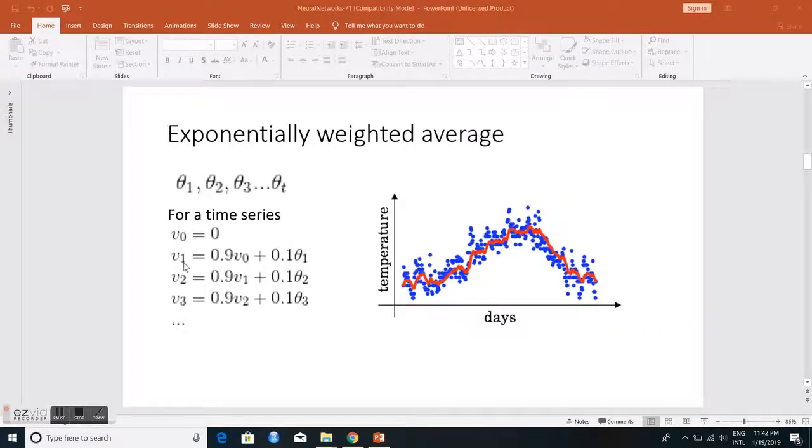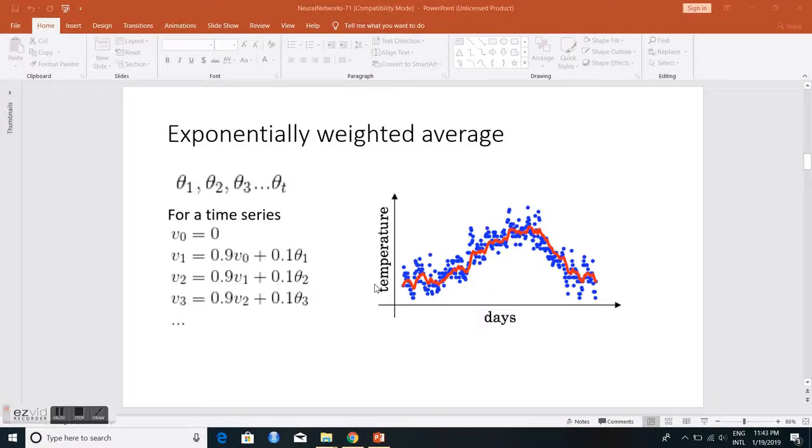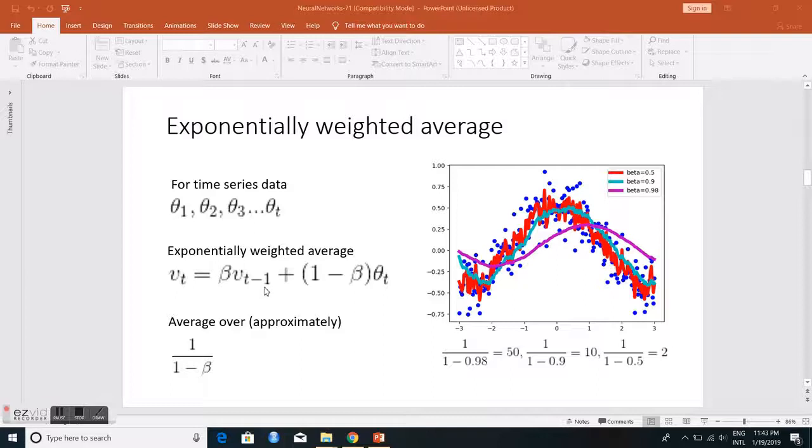Again, we can see that it is of this form, that is v1 is equal to 0.9 v0 plus 0.1 theta 1. It can be written as the value at any point vt is a weighting factor, which is beta, times the previous value vt minus 1, plus 1 minus beta times the value at that particular point, which is theta t. So this is the basic generalized formula: vt is equal to beta vt minus 1 plus 1 minus beta theta t.